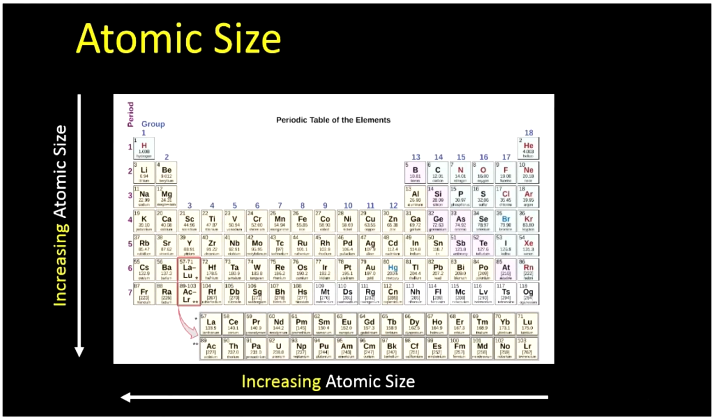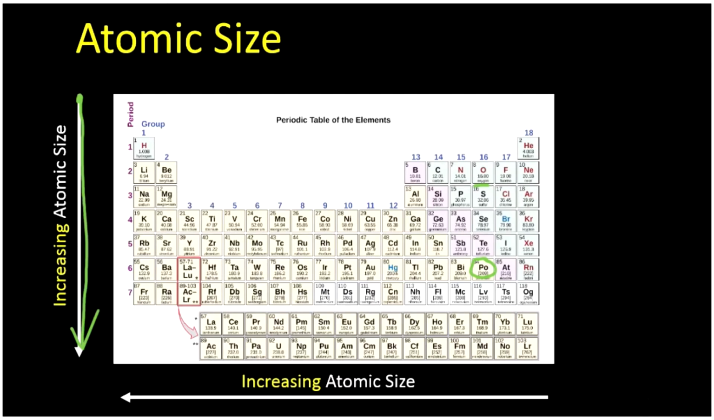There's two different things to think about here. One is as we go from top to bottom, the atomic size increases. That's not so surprising. So that means that oxygen, for example, is smaller than polonium. This makes sense because as we go down the periodic table, we're adding more and more electrons into bigger and bigger orbitals around the atom. So that one's pretty easy to understand.